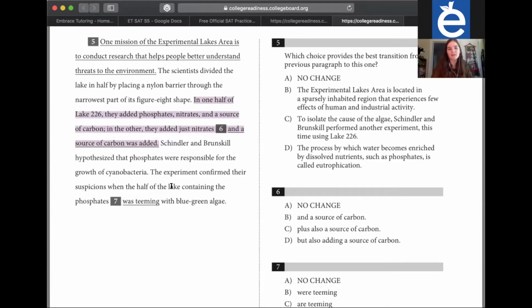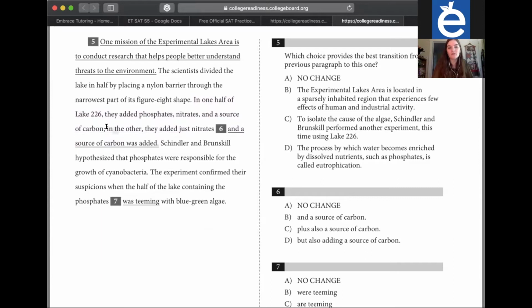Okay, so in one half of Lake 226, they added phosphates, nitrates, and a source of carbon. In the other, they added just nitrates and a source of carbon was added. So reading through the entire sentence, you can automatically tell that there are issues, okay? Because both of these are independent clauses, so that means they're complete sentences. They're being combined with a semicolon, which is a correct way to combine two independent clauses, rather than using a comma followed by a conjunction, for instance. Because they're being combined, you definitely need to look at them together in order to reach the appropriate conclusion for this answer, okay?